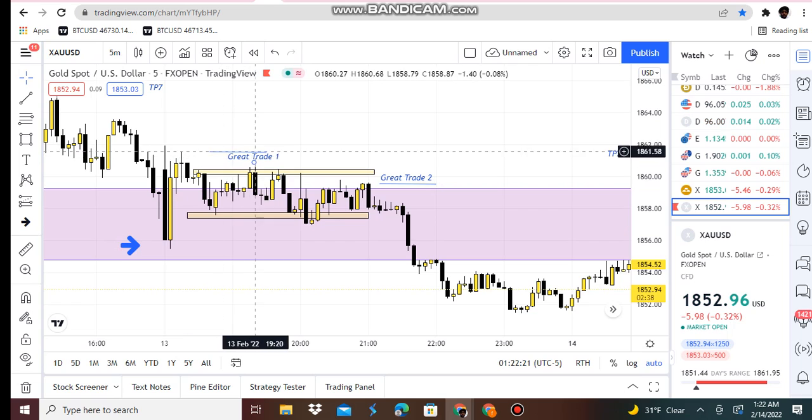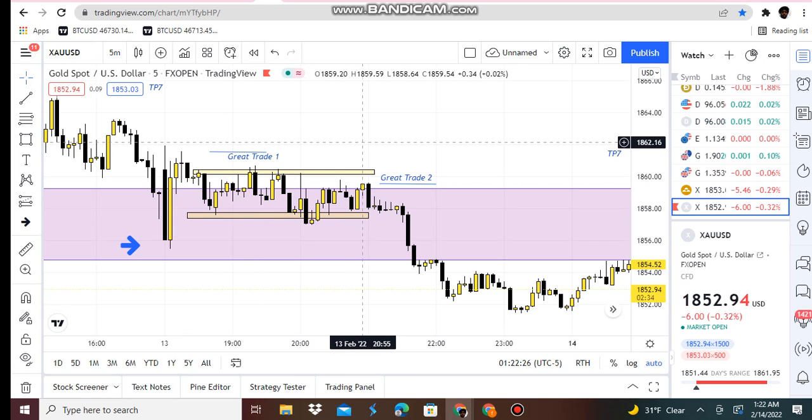And this is how we find the best entries. We have to wait for price to make structure. You have to wait for price to make structure first, and then we could have got in for an entry. On a 5 minute, I'm showing you on a 5 minute. We could have got in for an entry once price made a lower high, and for great trade one.